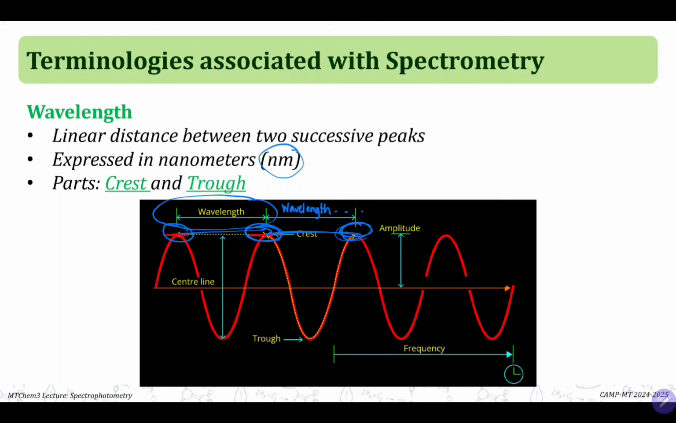You have your crest and your trough. When we say crest, this is the top portion of your wavelength. So, this is the crest, guys. Okay, this one is crest. This one is also crest. And when we say trough, this is the bottom part of a wavelength. So, this is trough. This one is trough. This one is another trough. Okay?